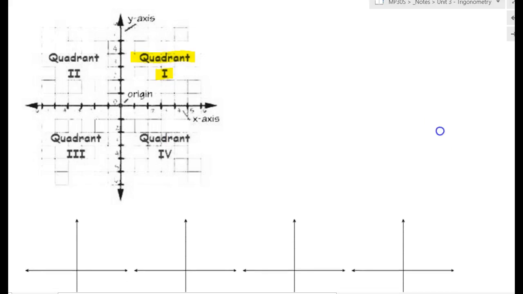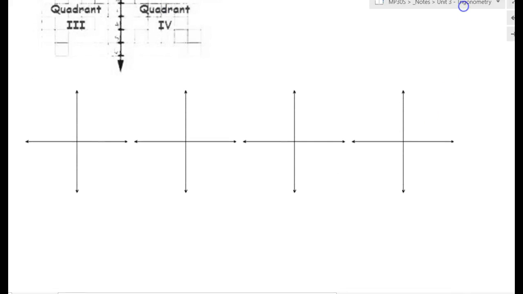quadrant 1. So the first thing we need to know is that we can have angles in all quadrants. So we can have an angle in quadrant 1. And when we measure that angle, we measure from our positive x-axis going this way, we call it theta, and this is in quadrant 1. We can have an angle in quadrant 2. Standard position says we still measure it from our positive x-axis. So this is quadrant 2.